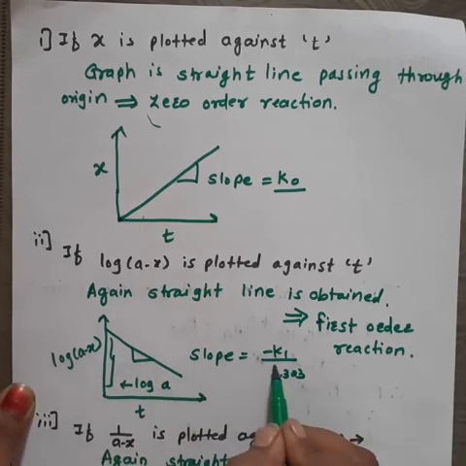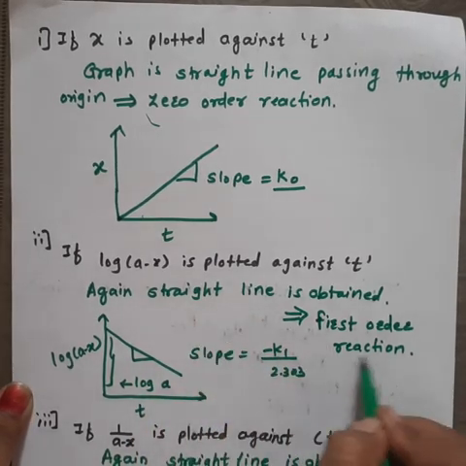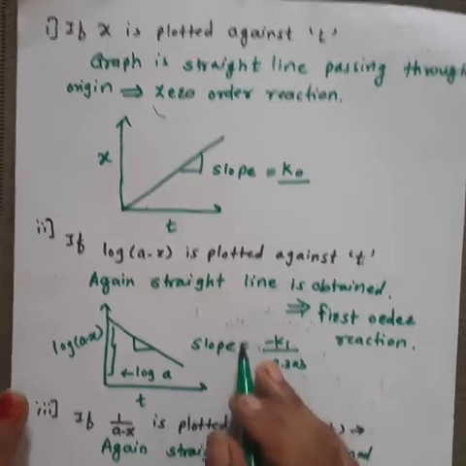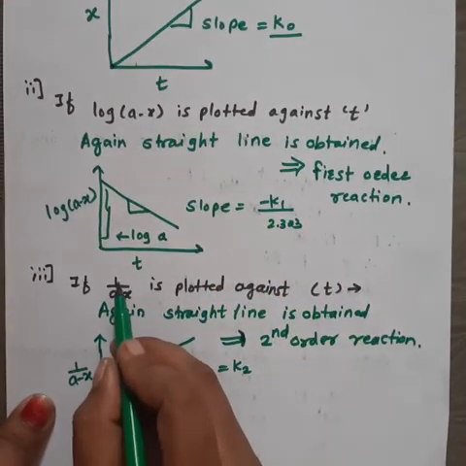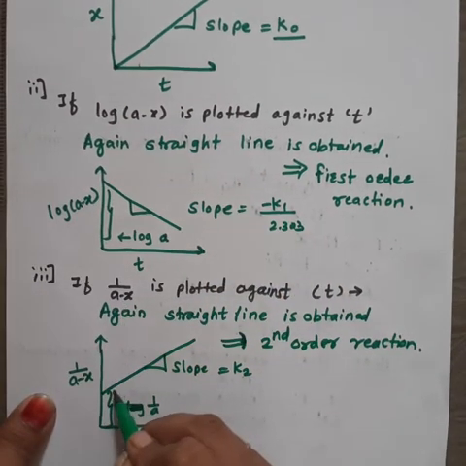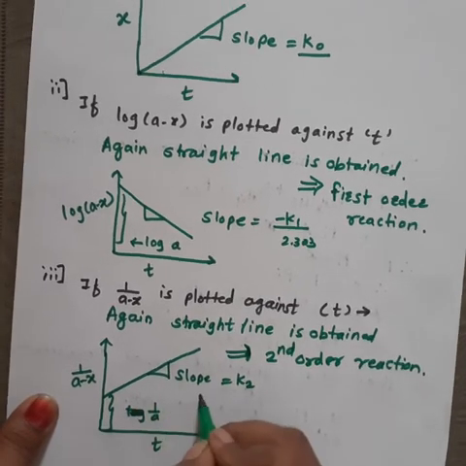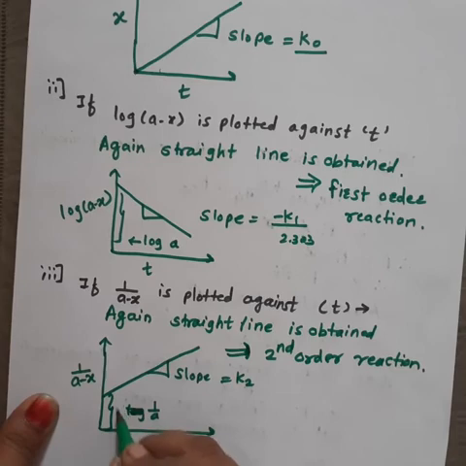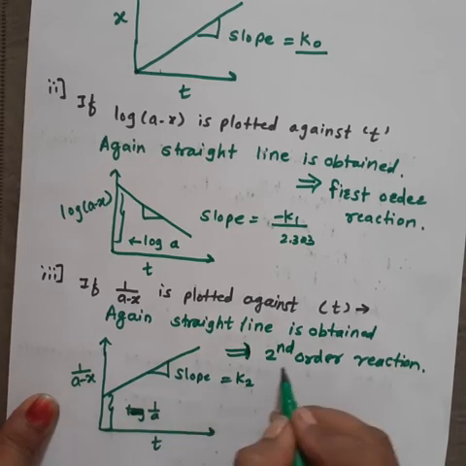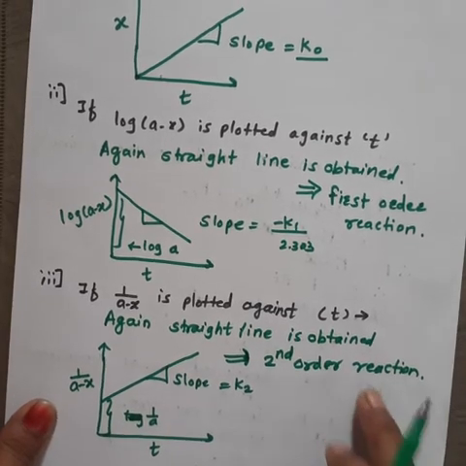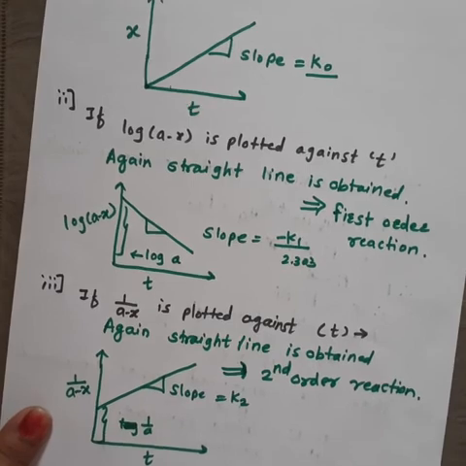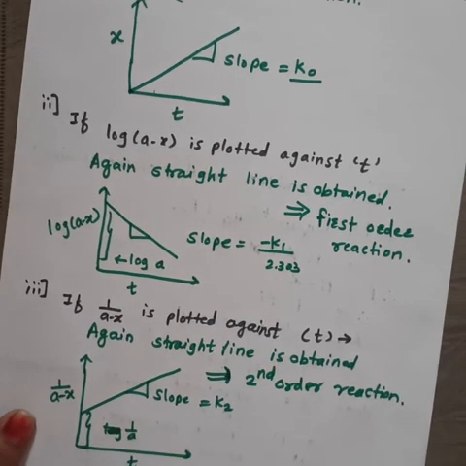If log of (a minus x) is plotted against t, then we got a straight line with negative slope, then we can say that this is a first order reaction. And again if we plot 1 upon (a minus x) versus time, we again got a straight line with positive slope, and with y-intercept equal to 1 upon a, and we can say that this is a second order reaction. So from plotting the graph, we can determine the order of reaction.